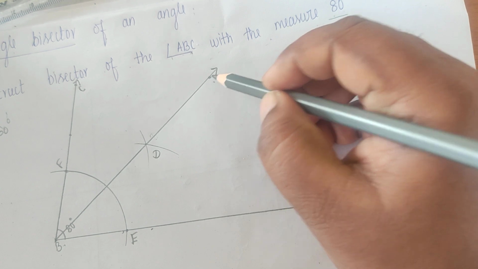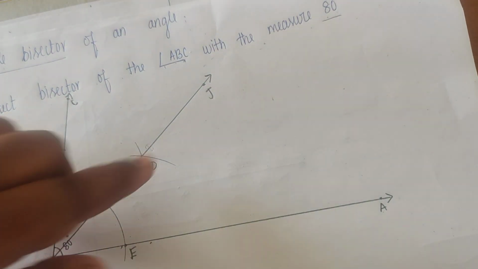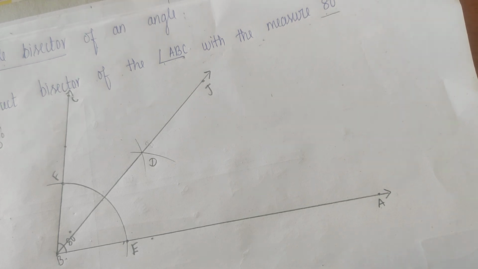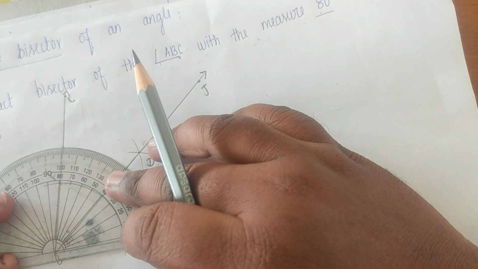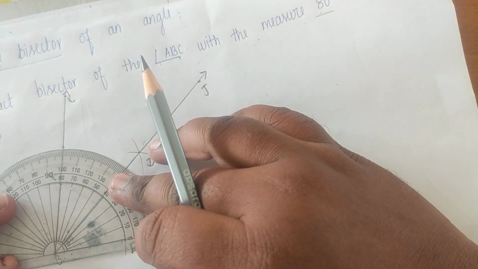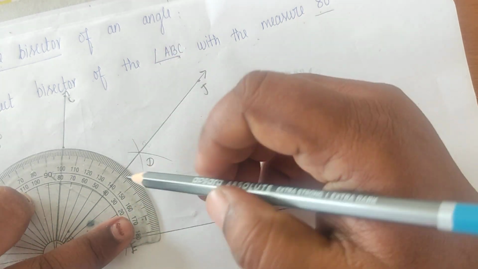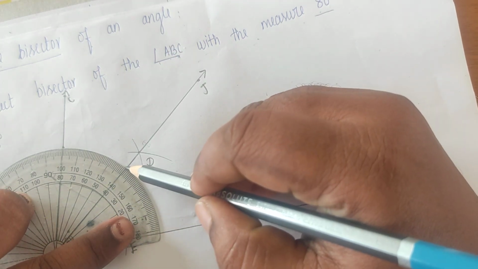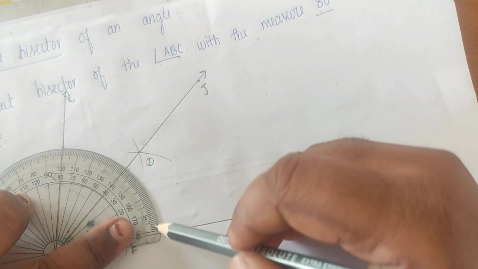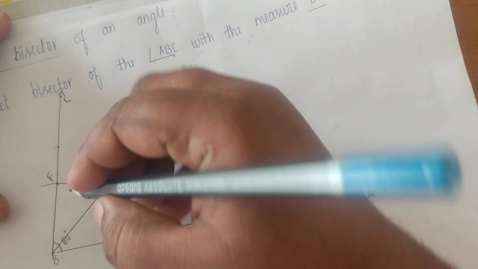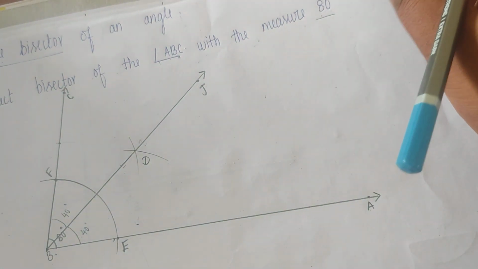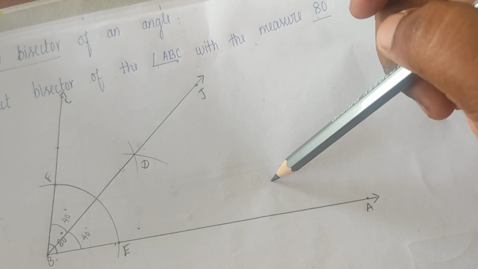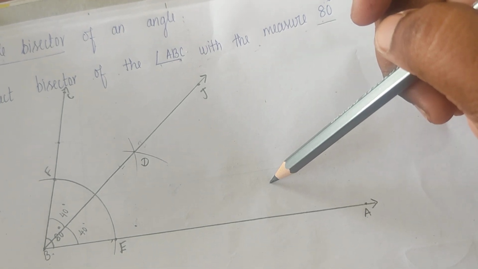Okay. And using the protractor, fixing on it. So how much? This one is 40 degree. This area is 40 degree and this area is 40 degree. So okay, this is an angle bisector. This picture is an angle bisector.